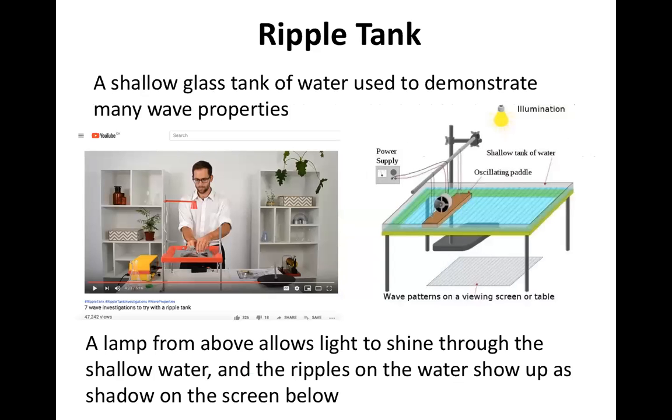What is very frequently used in physics classrooms is the setup of a ripple tank. Imagine a shallow glass tank of water, a container that holds water, and from above you do something to the water and shine light so that below you see, when there is a crest, the water is deeper, so it would be a gray line. And when it's very shallow, there would be less blocking the light, so it would be a white line.